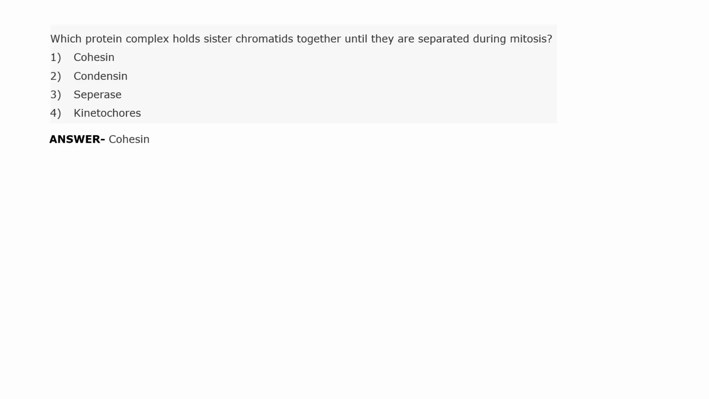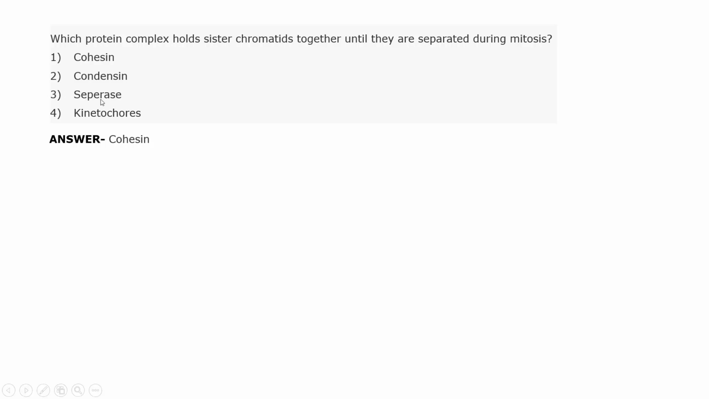Okay, so you are basically right. It's a basic answer, right? The answer to this question is cohesin. Cohesin is a protein complex that holds together sister chromatids until they are separated during mitosis. If you look at the second option, condensin is a protein that helps the DNA to condense together to form what are called chromatids. So that's not the answer here.